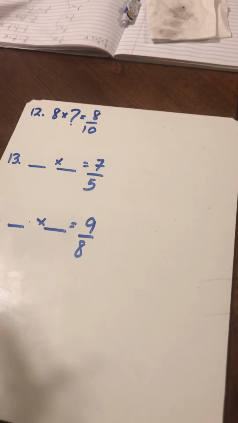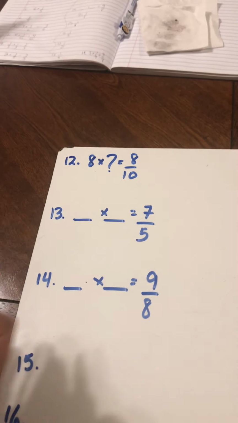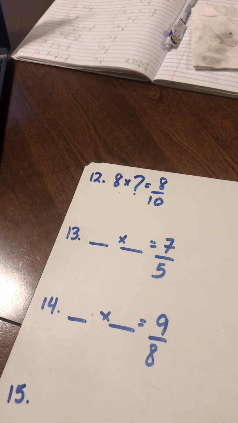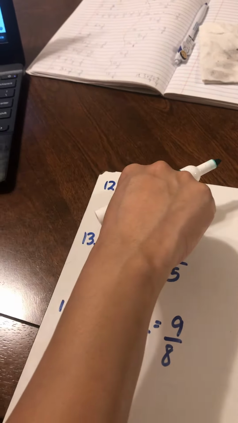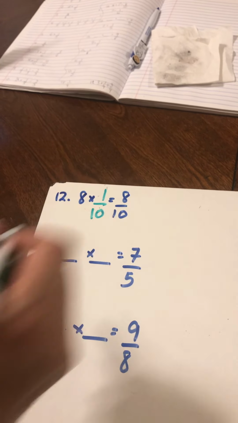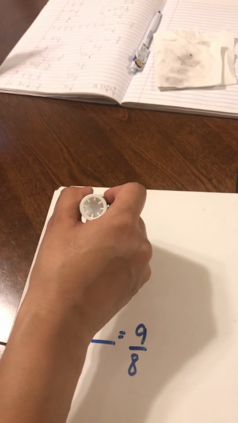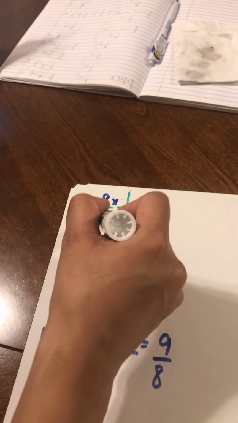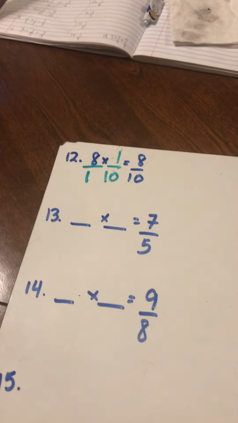Similar to number 12, 8 times a number equals 8/10. Okay, so the missing number for this equation is 1/10. You see that? 8 times 1 is 8, and 1 times 10 is 10.